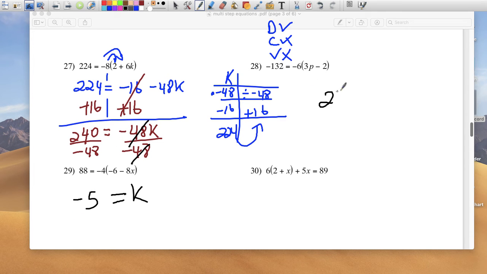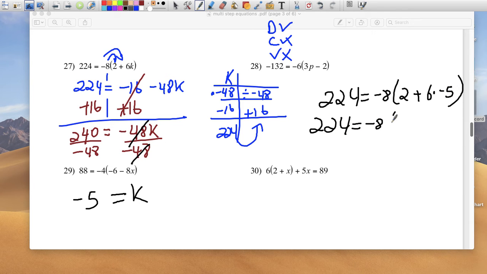Check. 224 equals negative 8 times the quantity 2 plus 6 times, and I'm just going to write negative 5 this time. 224 equals negative 8. Do the parentheses first. So 2, and we got to do the multiplication here. So 2 plus 6 times negative 5 is negative 30. Negative 8, and 2 plus negative 30 is negative 28.